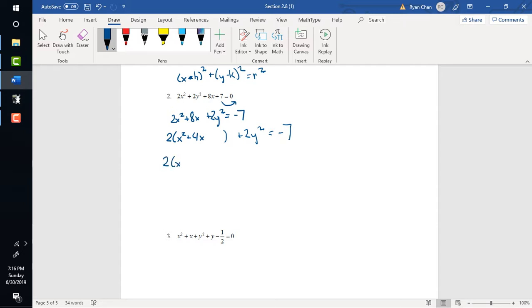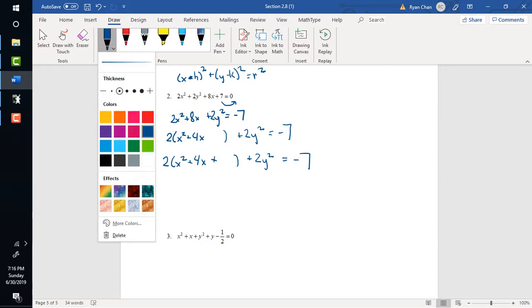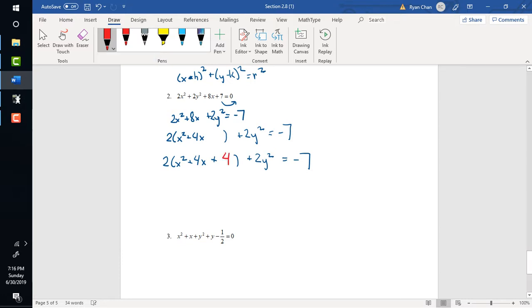I'm going to rewrite this again. Okay. So what will my last term be? It will actually be 4. Okay, why? Because if I look inside here, I'm looking at this middle number. I'm doing 4 divided by 2, and I square it, and that becomes 4.